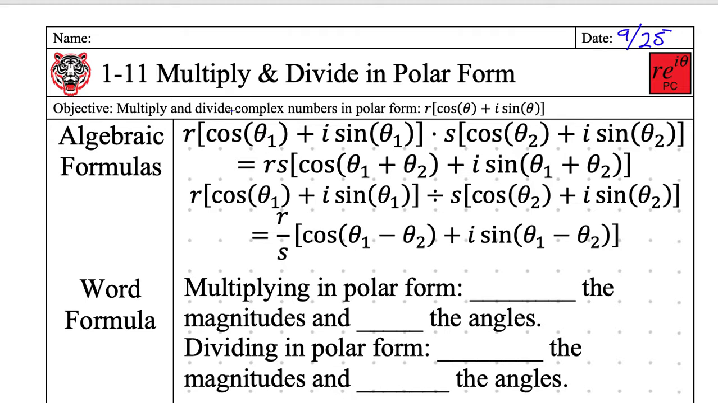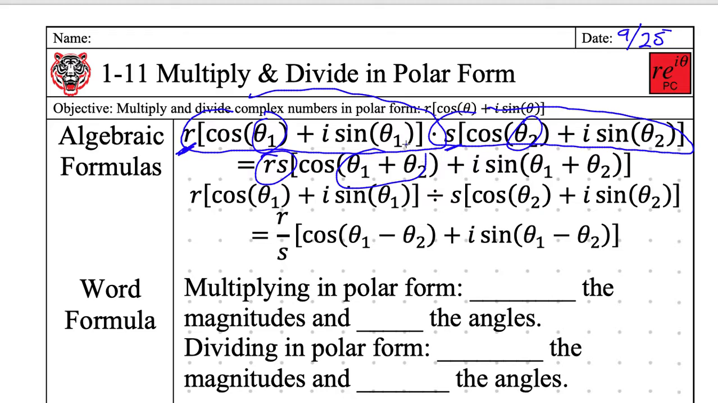Say I have one complex number right here, and I'm multiplying it by another complex number right here. When I do that, look at what happens to their modulus, their moduli, I should say. R and S, what happens to R and S? They got multiplied. And what happens to the angles? I have angle 1, angle 2, theta 1, theta 2. I add them. It's that simple.